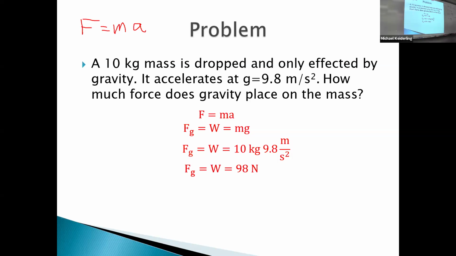So that means a 1 kilogram mass would have a weight of around 10 newtons. A 100 gram mass would have a weight of 1 newton. That's a good rough approximation. You're only off by a couple percent.